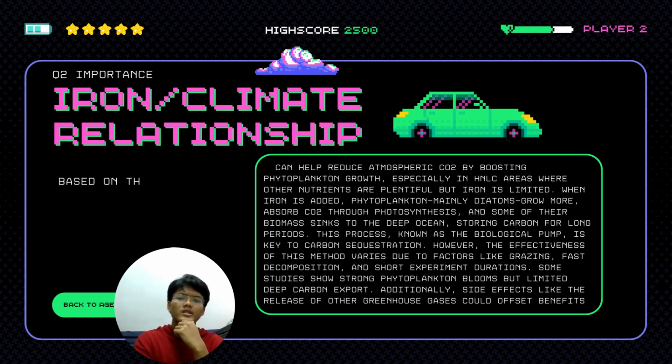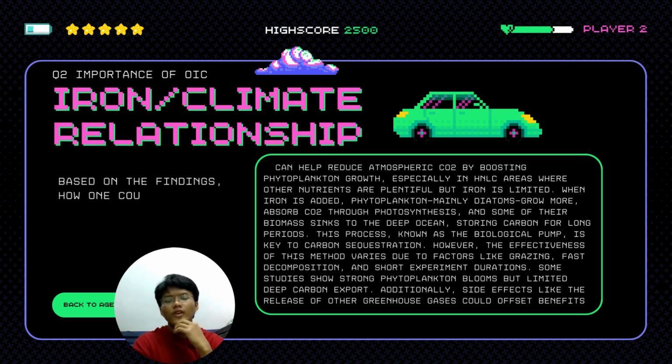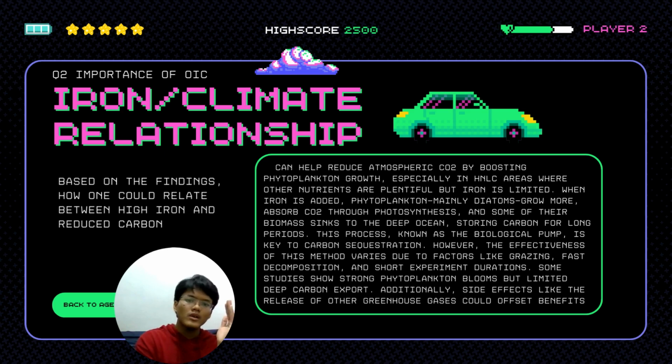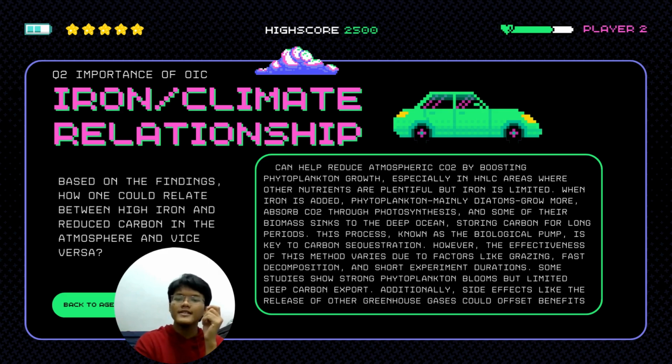For the second question, the importance of OIF and the iron-climate relationship: how does low iron relate to reduced carbon in the atmosphere, and vice versa? First, think of HNLC regions. They are low in iron but high in nutrients. Think of phytoplankton, for example diatoms. When we add iron in these regions, diatoms absorb it and grow more. When they grow more, they absorb more carbon dioxide through photosynthesis. Therefore, they absorb carbon dioxide and then sink into the ocean for a long period of time.